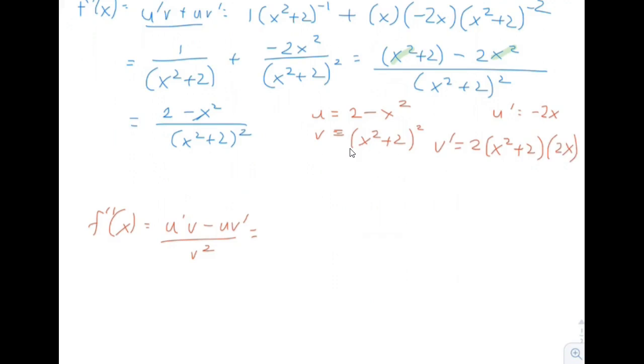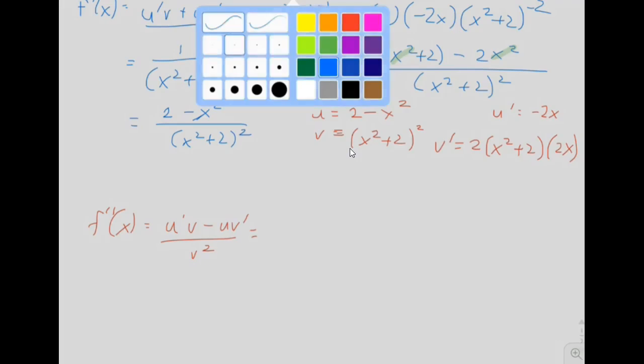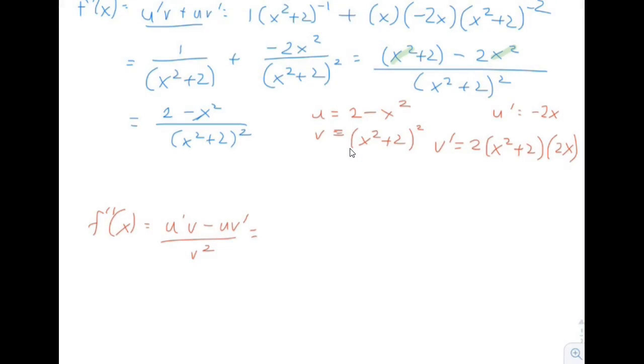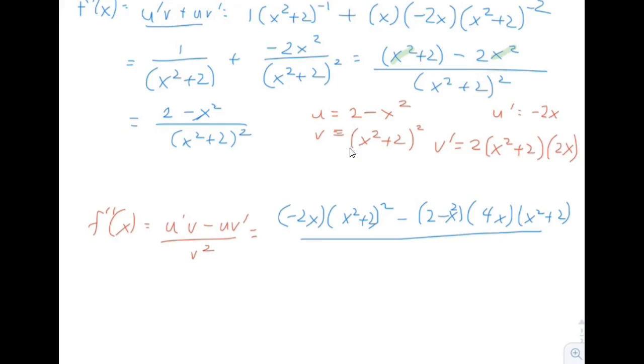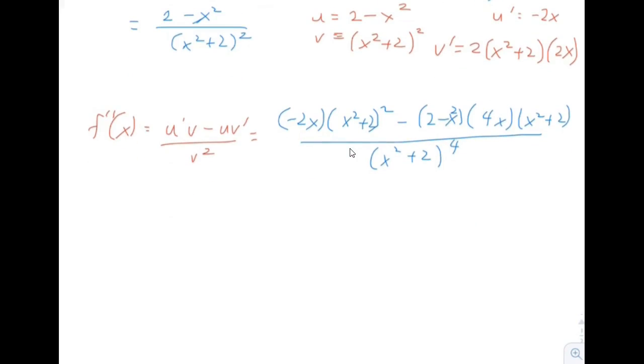Okay, now I'm going to put all these into the quotient rule down here. So u dashed is negative 2x. V is going to be x squared plus 2 squared. U is going to be 2 minus x squared. V dashed is going to be 4x times x squared plus 2. And in the denominator, we're going to have v squared, which is going to be x squared plus 2 to the 4th.